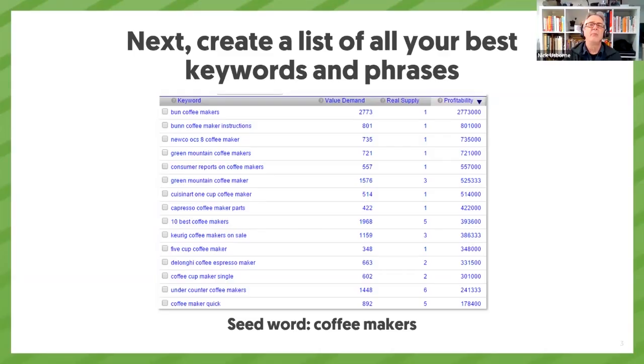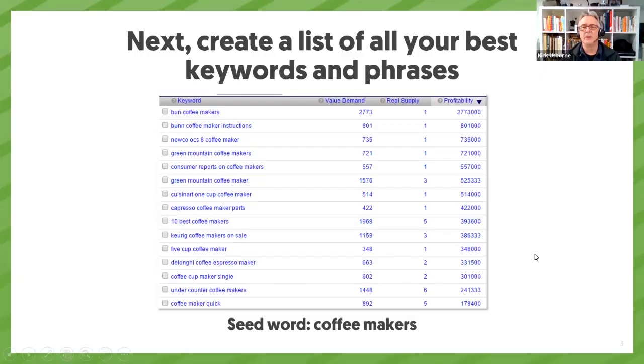So what have we got? We've got bun coffee makers, and then we've got bun coffee maker instructions. So that's kind of interesting. Bun seems to be quite a popular one in terms of searches for coffee makers. And so we go down the list, and you can do the same thing.